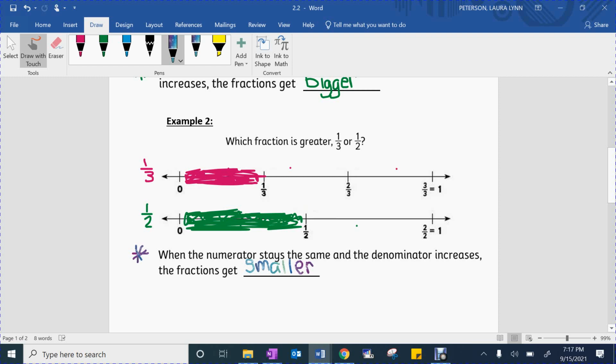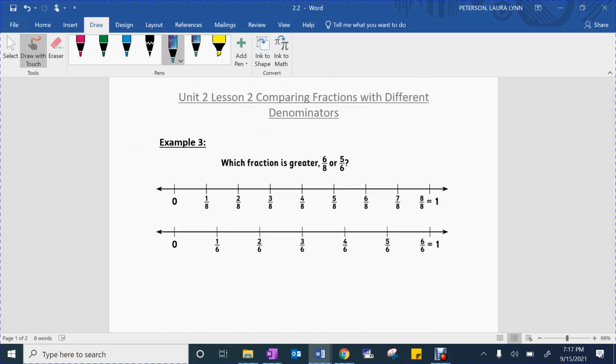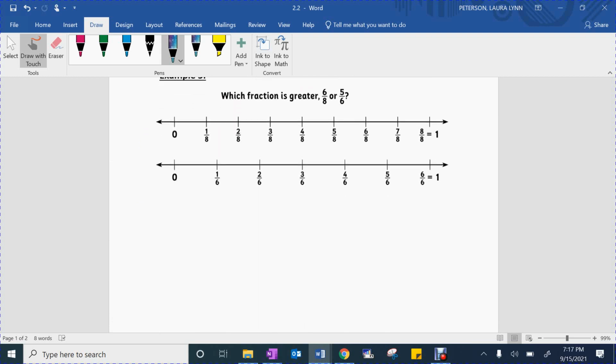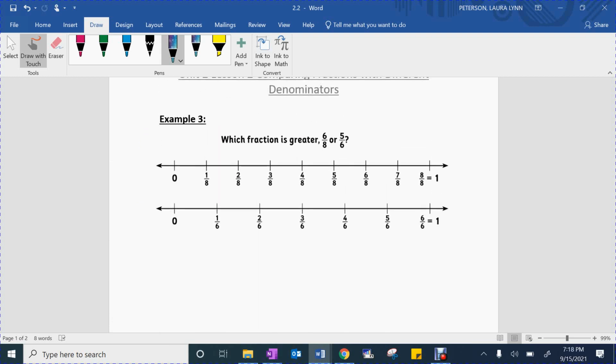Okay, next one. So we should turn to the back side of that paper, turn it over to where it says example 3. We have no sentences here. We're just going to compare our fractions again. So let's see, which fraction is greater? This time we're going to compare 6/8 compared to 5/6.